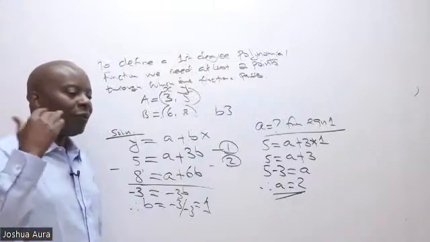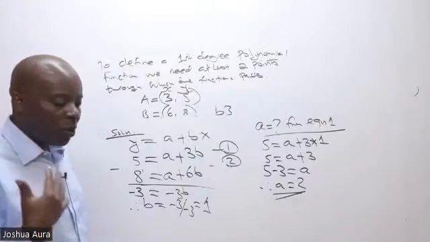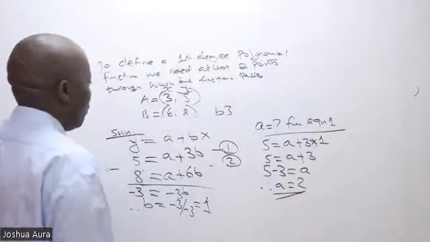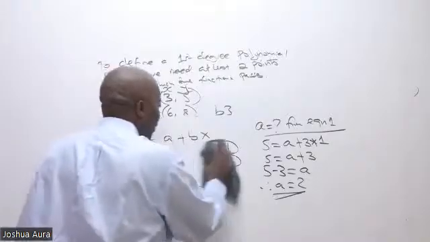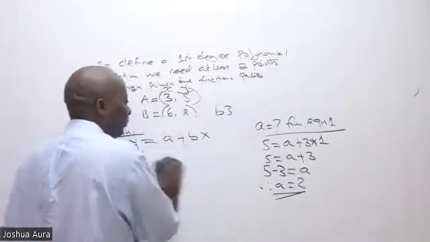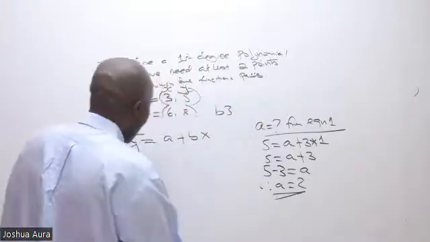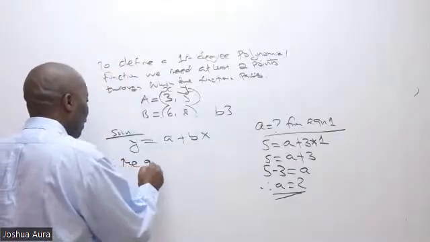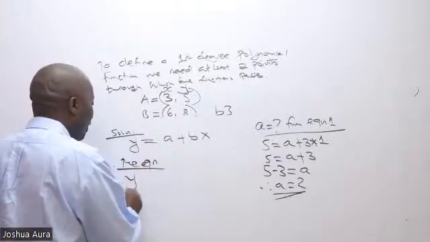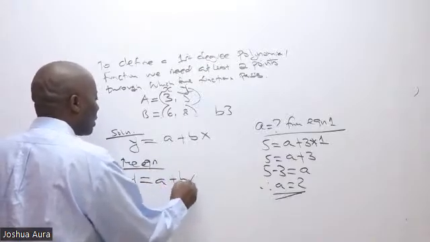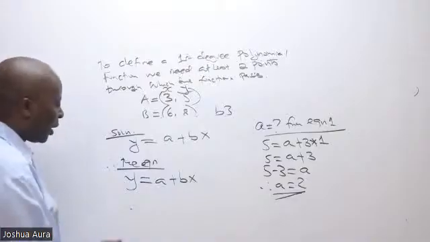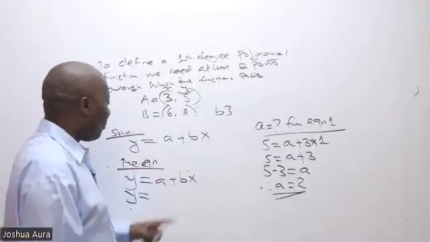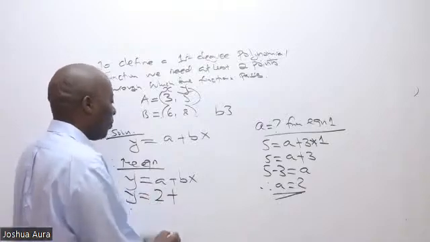And then now once I have the value of a and b, I can go ahead and write the first polynomial equation. I'll come and say here, therefore the equation. And the equation here is y equals a plus bx. And therefore my y will be equal to a that I happen to be knowing, which is 2 plus b.